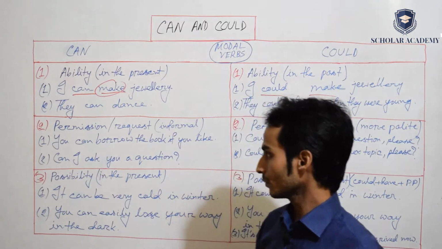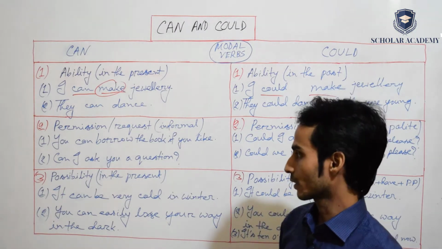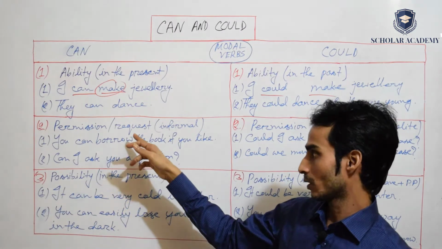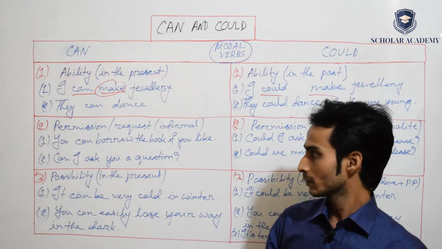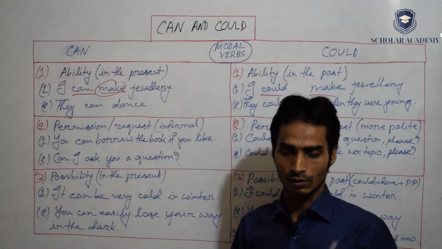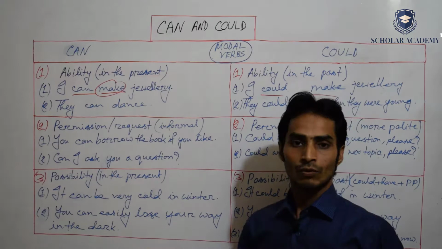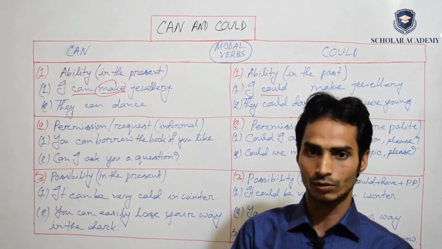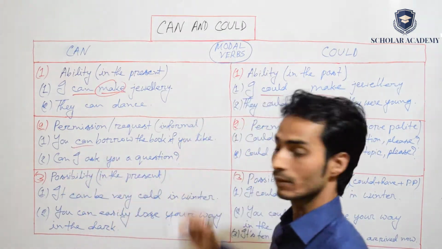Distinction 2. The second difference is with permission or request. That means can is used to ask for permission or request, or to give permission. You can use can. It is informal. Do you know what we mean by informal? That means when you talk to your friends or family members, you will have to use can. It is informal.